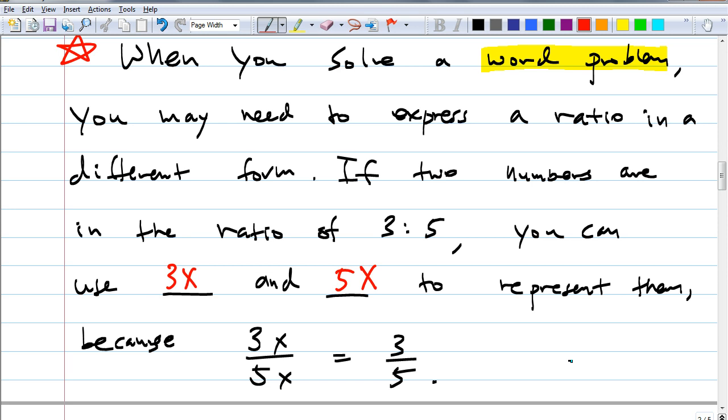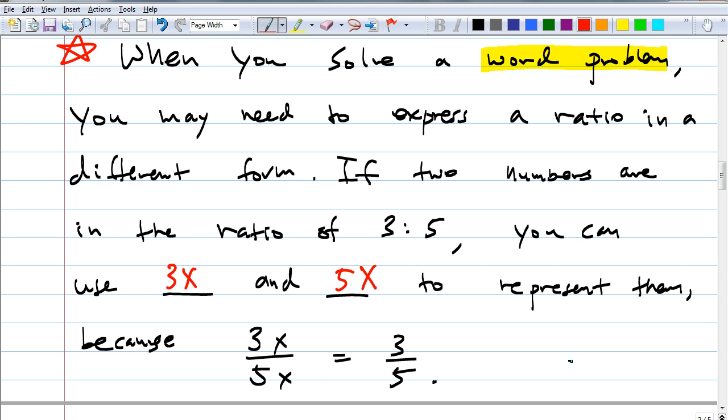Leah, any idea why we want to use 3x to 5x? It's possible for the two numbers of, say, boys and girls to equal any numbers as long as they're in the ratio of 3 to 5.